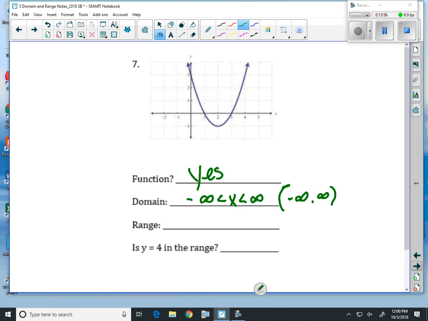All right, range. What's our lowest y value? -1. Okay, and that's included. -1's included. And it stops at what? Those arrows keep going up. It stops at infinity. So this one would look like this for interval notation. Is y equals 4 in our range? Yeah. If it stops at infinity, all those numbers are valid. Anything below -1 would not be valid. Anything above -1 is fine.